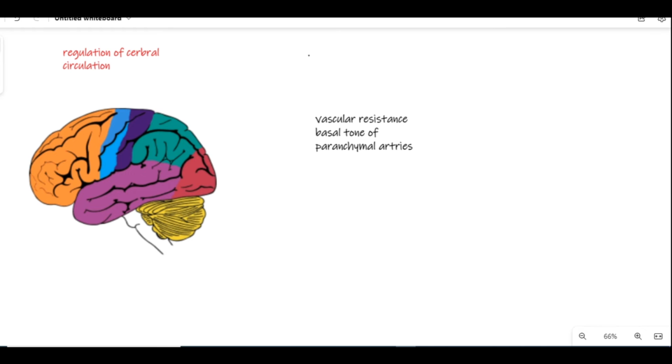But when the activity of the brain increases in a particular area, the carbon dioxide increases in that area. And because carbon dioxide is the most important vasodilator, it dilates the vessels in that particular area, and the blood flow of that area will increase without increasing the blood flow of the whole brain.